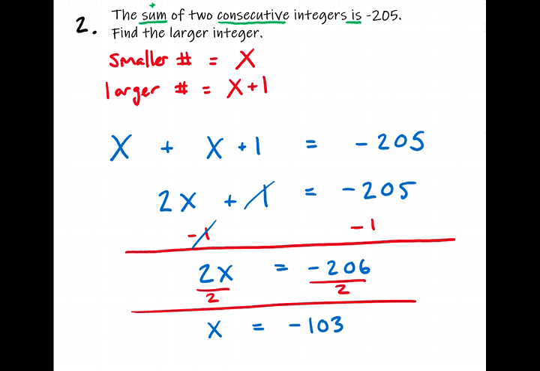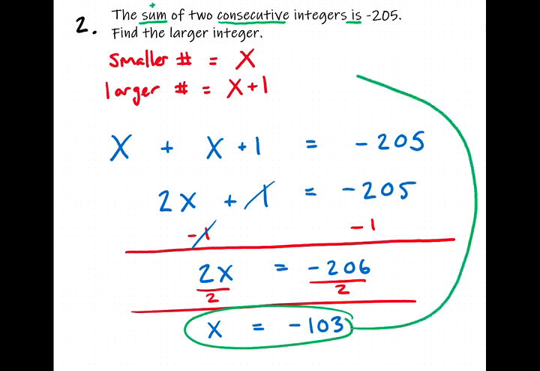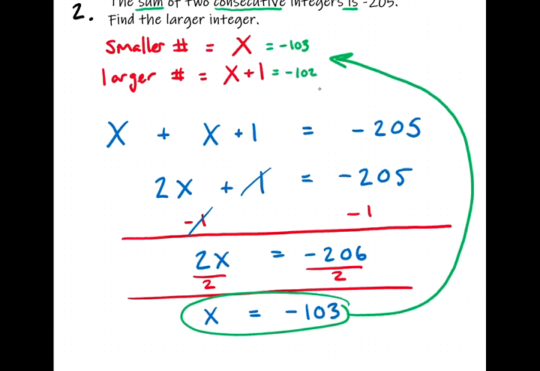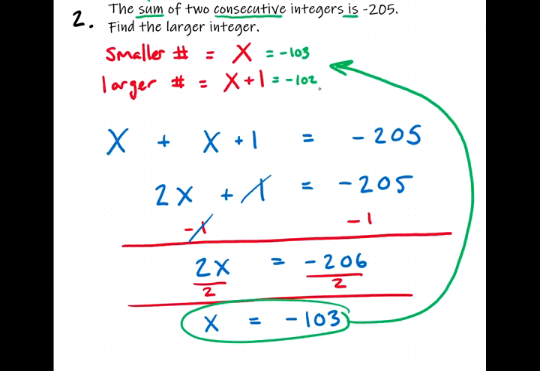So let's take this x equals negative 103 back to our definitions of the symbol x. So x is negative 103. And the larger number is 1 more than that. So if we add 1, we get negative 102. So the answer to the question, what is the larger number?